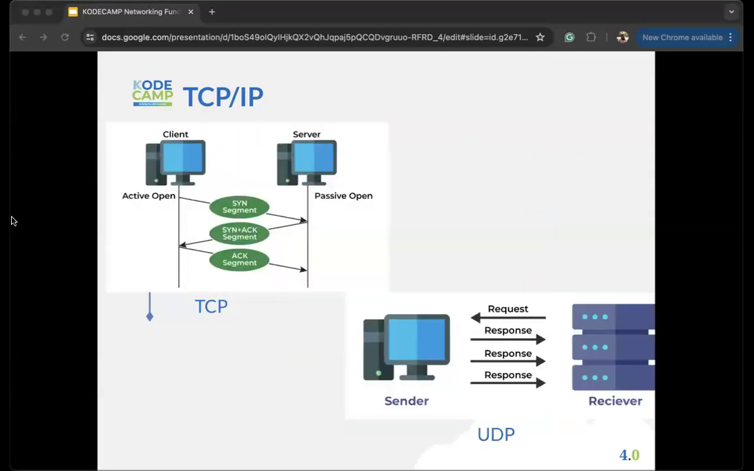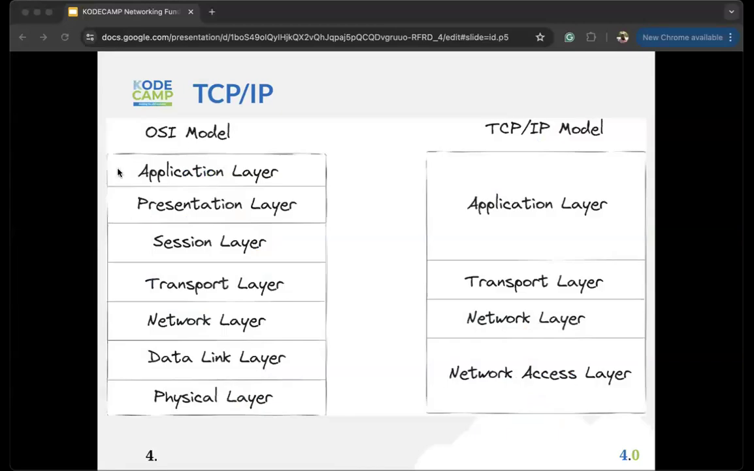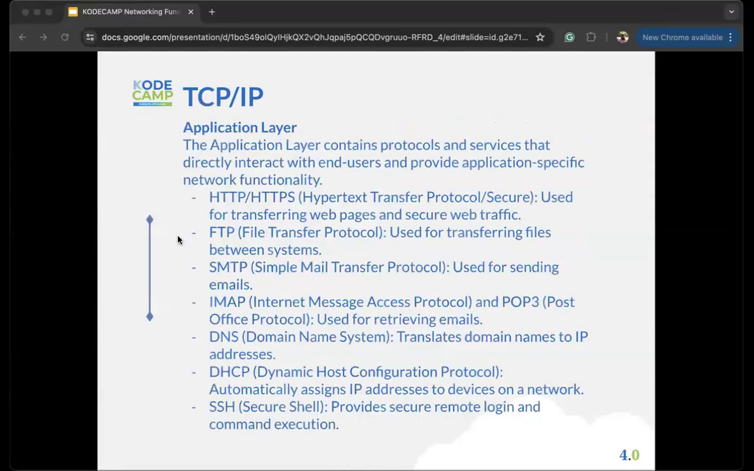Okay, and finally the application layer, which is the last layer of the TCP/IP model. You have the application layer, which of course has the end user and application specific functionalities where you can have a more human readable form of connection and communication. So the application layer contains protocols and services that directly interact with end users, like two software, two computers, and provides application specific functionality.